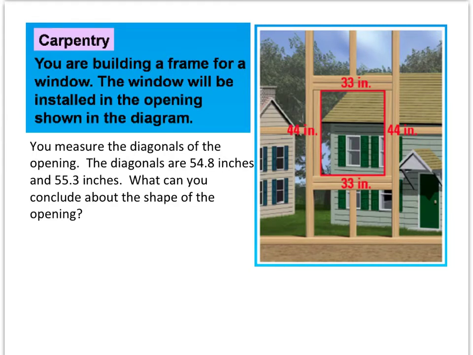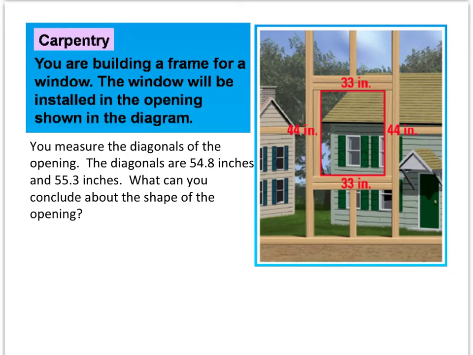Speaking of construction, here's an example dealing with carpentry. So we're building a window frame, and whenever we're building a window, we want everything to be level and square. Now again, we say square, we really mean right-angled or perpendicular angles. And we have that the window is 44 inches tall, 33 inches wide.